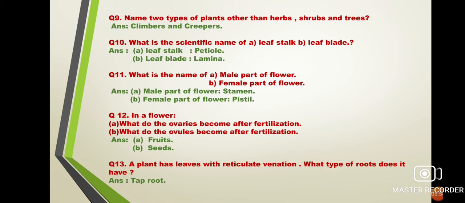All right, so how can you? The leaf which has got parallel venation, it has got what? It has got fibrous root, understood, and the leaf which has got reticulate venation, it has got what? It has got tap root, right? So if you find any leaf has got reticulate venation, it means that plant has got tap root.